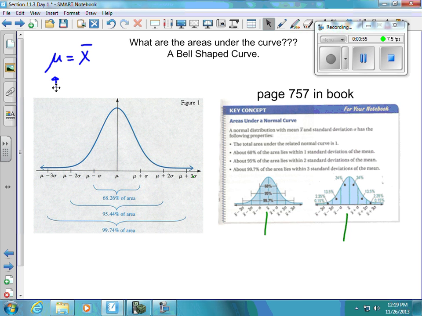68% is within 1 standard deviation of the mean, within 2 standard deviations is 95%, and within 3 is 99.7%. We're going to use this part over here the most often coming up. That's what we're going to use to find areas and solve some problems as we go along. So you might want to have these copied down. If it's easier, turn to page 757 and copy this key concept down. Pause the lecture and do it right now, or come back later. Leave room for it in your notes.